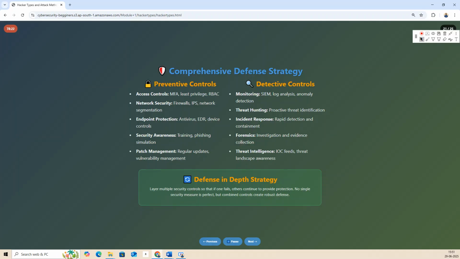Then detective controls: how do you detect something? Using SIEM, log analysis, anomaly detection, threat hunting, incident response, and forensics, where you investigate and collect the evidence, and threat intelligence. All these things are a curriculum or a subject in themselves. So as a cybersecurity beginner, I would want you to understand these terminologies. Don't go in depth right now.